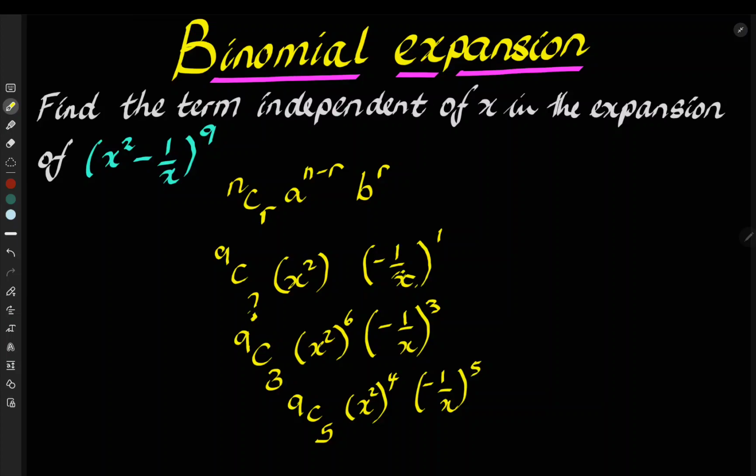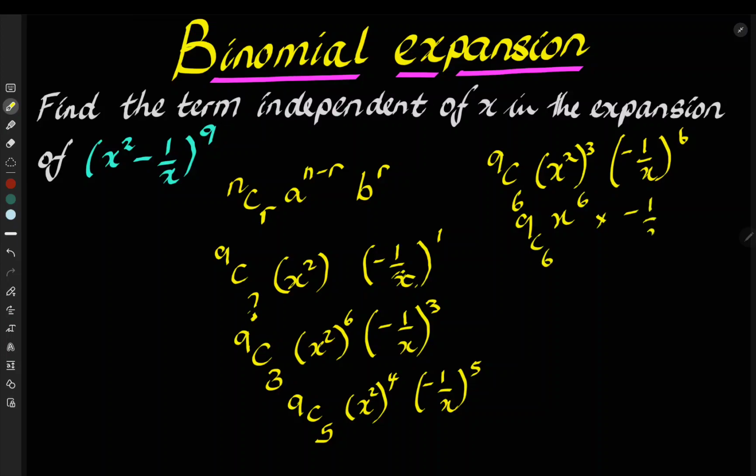So let's go ahead and choose a 6. 9 choose 6. That becomes x squared to the power of 3, then here we have negative 1 over x to the power 6. Now we have got our number. Because now that will become x to the power 6. So it will be 9 choose 6, x to the power 6, multiplied by negative 1 over x to the power 6. And you can see now that these x to the power 6's will cancel. And then you realize that your coefficient will be 9 choose 6, and that will be 84. So the coefficient of that term, or the term that is independent of x, is 84.